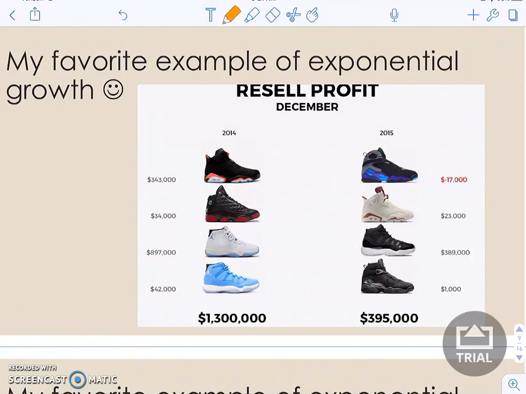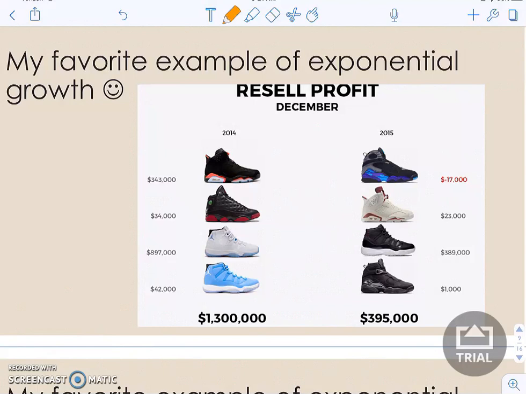By the end of the day, I went onto eBay, and the shoe was selling for over $1,000. That means with only a few hours, the price of the shoe, its value, increased tremendously. It went from being 300 something to being over 1,000 within just a few hours. That's an awesome example of exponential growth.